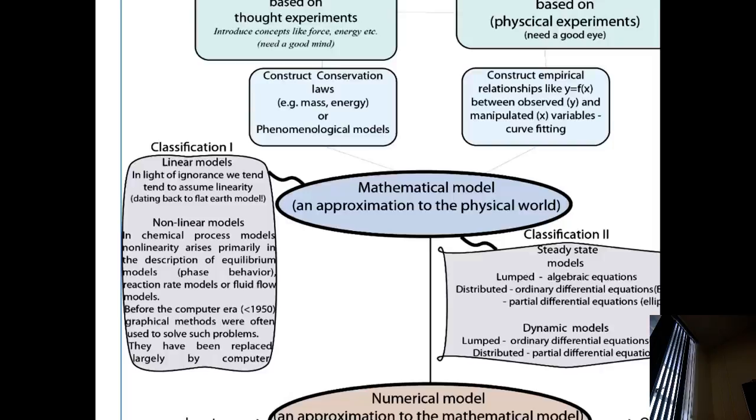But MATLAB and COMSOL live in this space. Those are numerical ways of solving the mathematical model. And different tools are available, so you need to have an understanding of these classifications to be able to choose the right tool to solve that problem, either in COMSOL or in MATLAB. Okay?